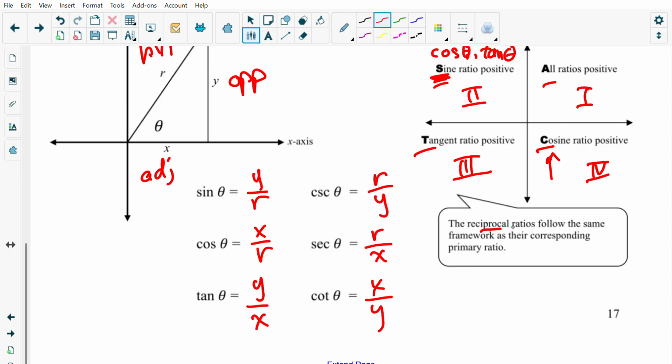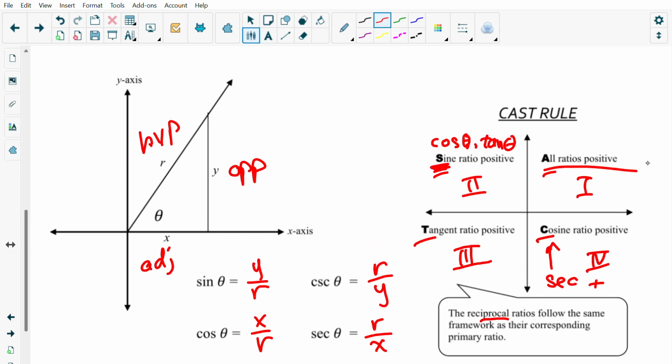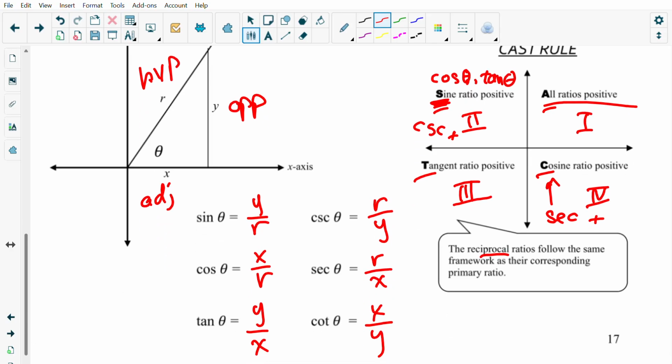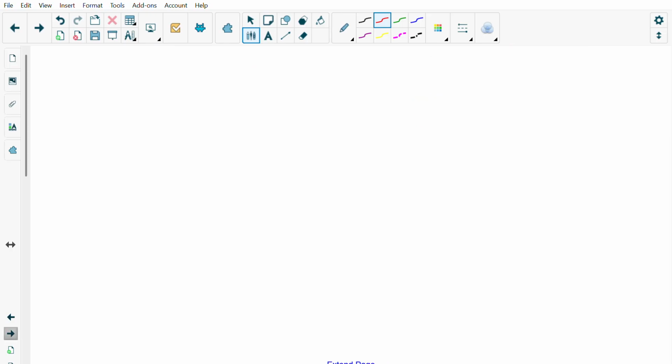The reciprocal ratios follow the same framework as their corresponding primary ratio. So the cosine ratio is positive in quadrant 4, so the secant ratio is also positive there. All ratios are positive in quadrant 1. Sine ratio is positive in quadrant 2, which means the cosecant ratio is positive in quadrant 2. And if the tangent ratio is positive in quadrant 3, then the cotangent ratio is positive in quadrant 3. So that's the CAST rule. A little bit more review, next page.